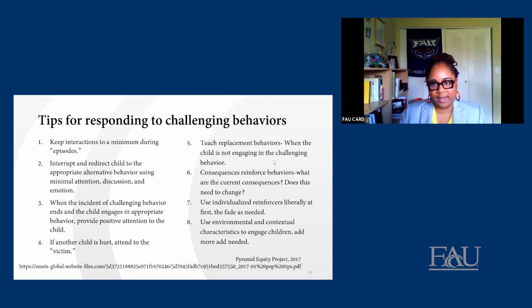engaging in a challenging behavior, right? Not at a time when the behavior is occurring, because then you'll be violating the previous two tips that I gave you. So appropriate behavior or pro-social skills, like everything else, should be explicitly taught. There's an opportunity for incidental teaching, but it's not always the best way when it is a challenging behavior that we're trying to address.